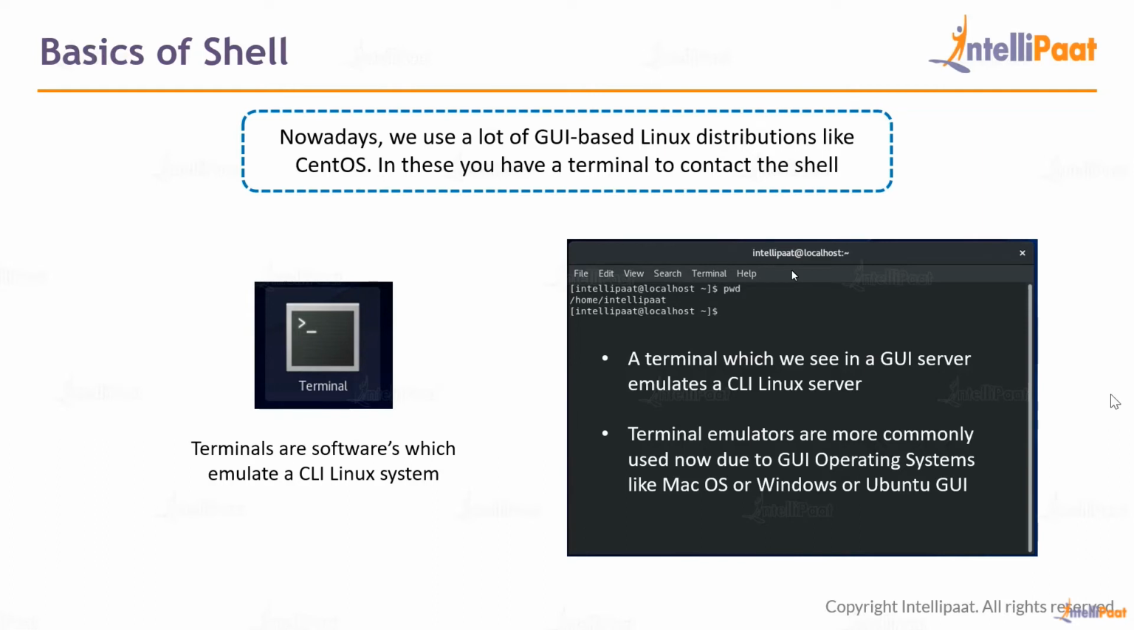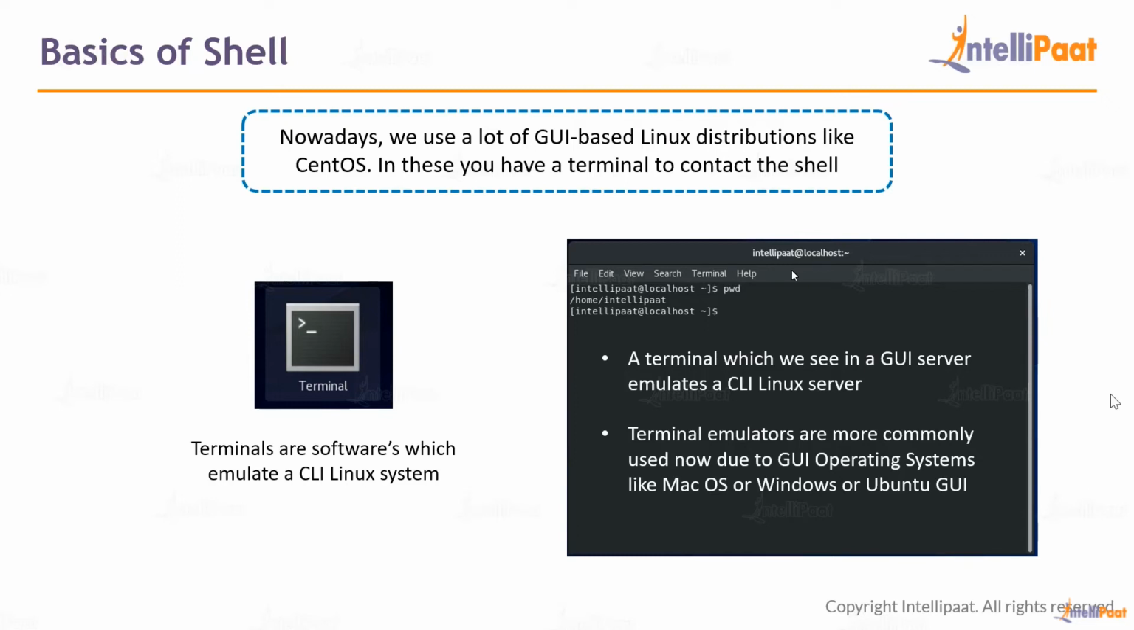So in a graphical operating system, how can you basically communicate with the kernel with the use of a shell? To emulate the purpose of a server, to emulate the purpose of the command line interface, all the GUI based Linux distributions have a terminal within them. A terminal is basically an emulator or a duplicate of a command line interface. If you click on the terminal, I think most of you would have seen this at least once.